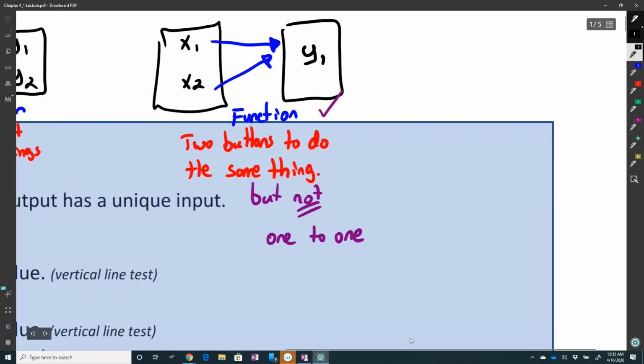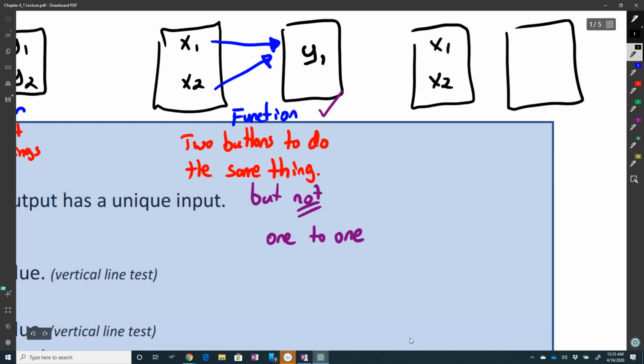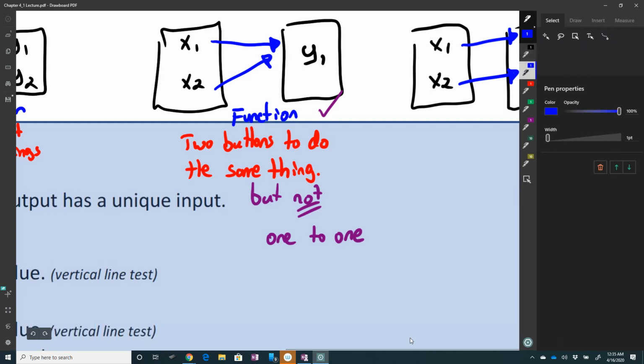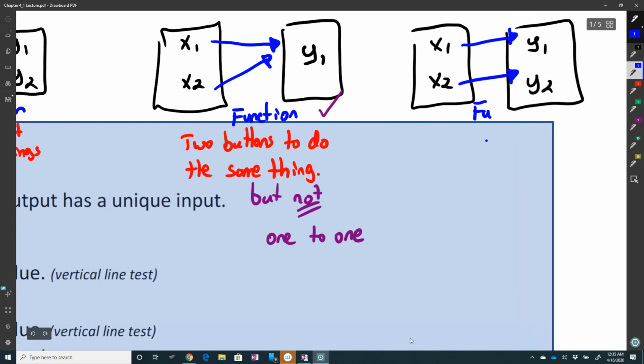What a one-to-one function looks like is it's still a function, but every button only does one thing. So this is still a function, but we would say that this is one-to-one. So each button does one thing, and no other button does the same thing.